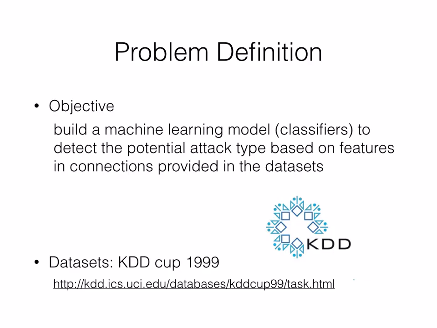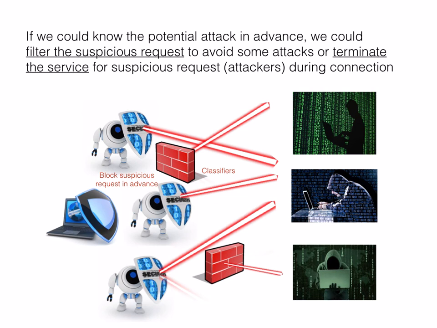In this problem, I'm trying to build machine learning models to detect potential attacks based on the features. The data we use here is KDD Cup 1999. Although it's a little bit old, we can still learn a lot from this data set. If we can identify potential attack events, then we know how to block those requests if they are suspicious, and if we find something abnormal, we can also terminate the service.